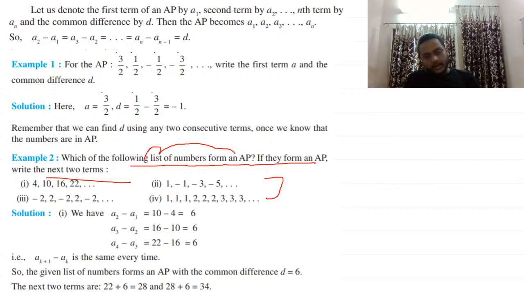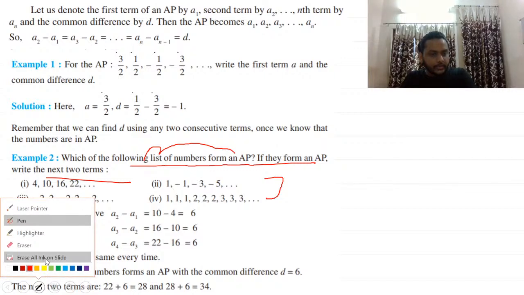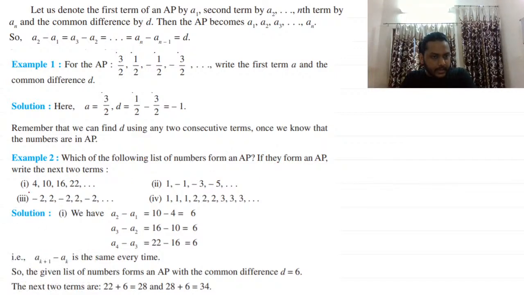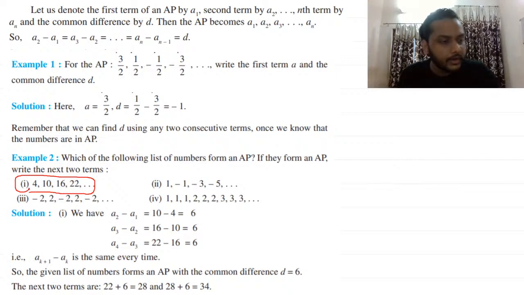Okay. Now, if I talk about the first one, guys, what do you think? पहला वाला मेरा AP है या नहीं है? Is the first one my AP or not? Come on, tell me, everyone. Is the first one your AP or not?